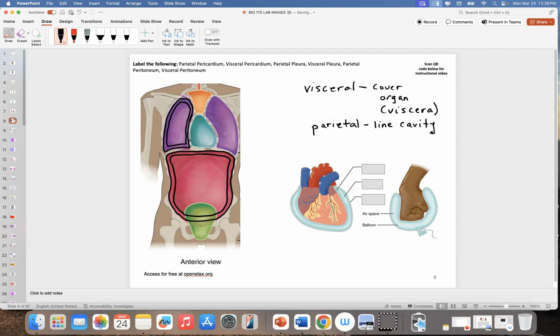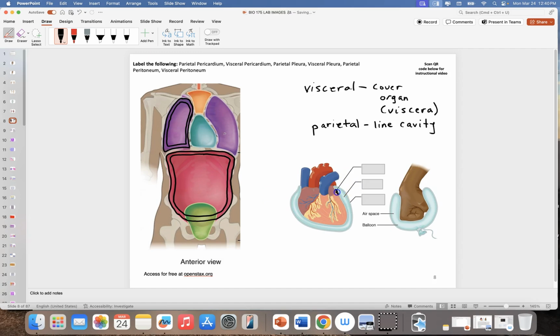What I've done is I've already pre-drawn in some of the lines representing the visceral and parietal layers. And then we also have a figure that shows these layers for the pericardial cavity. We know that the pericardial cavity houses the heart. And again, this cavity is going to have two serous membranes. It's going to have an outer one that lines the cavity, that's parietal, and an inner one that covers the organ, that is visceral. This inner one is covering the heart itself.